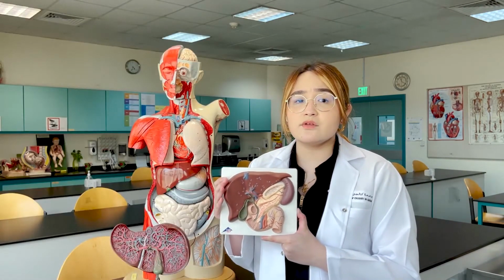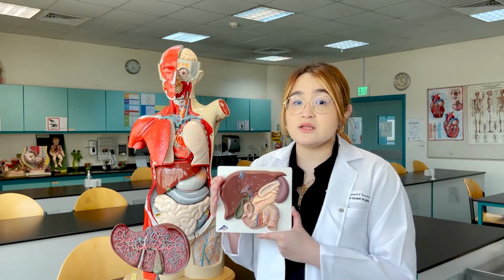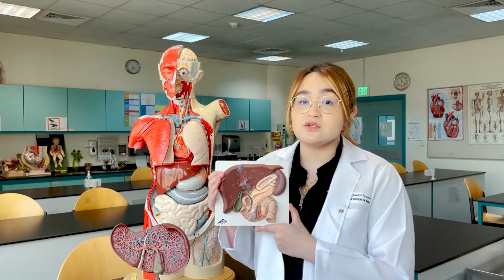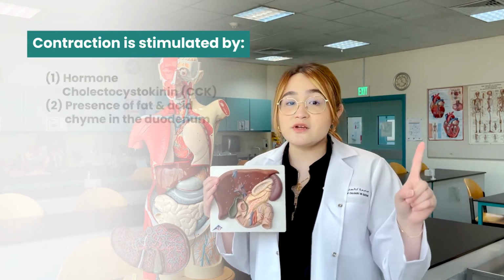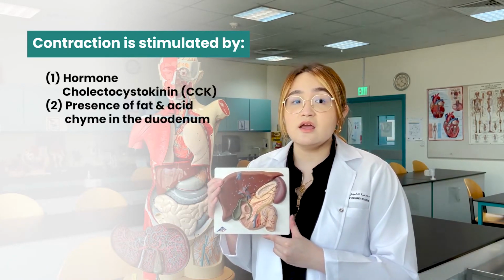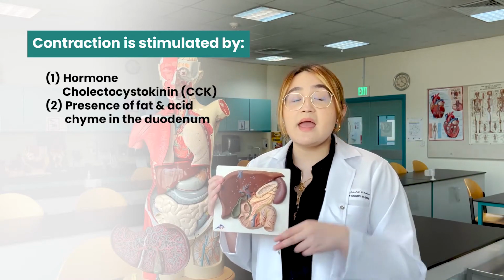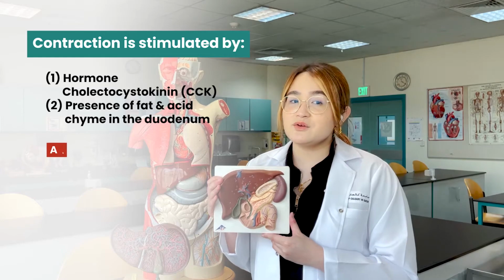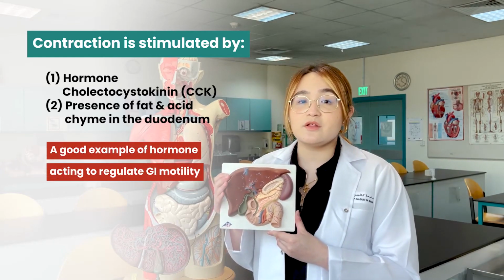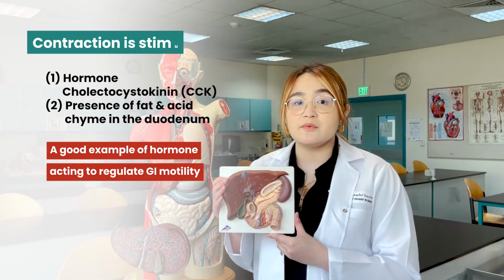When the muscle wall of the gallbladder contracts, bile is secreted into the common bile duct and into the duodenum. This contraction is stimulated by 2 things. First is the hormone cholecystokinin, which is secreted by the duodenum, and 2, by the presence of fat and acid chyme in the duodenum. The secretion of CCK is a good example of a hormone acting to regulate GI motility.